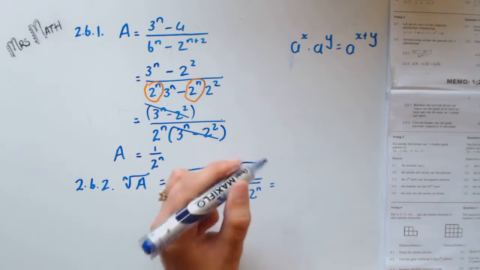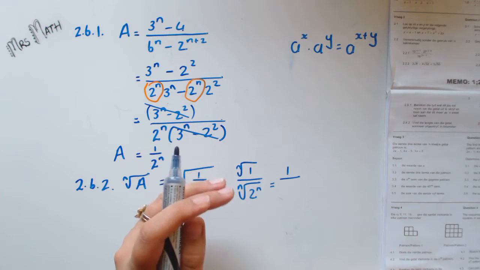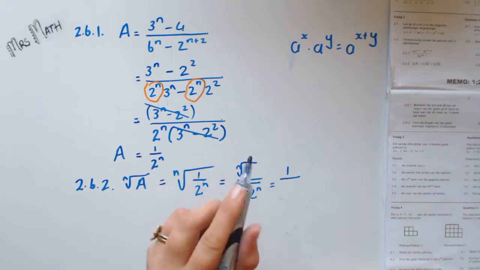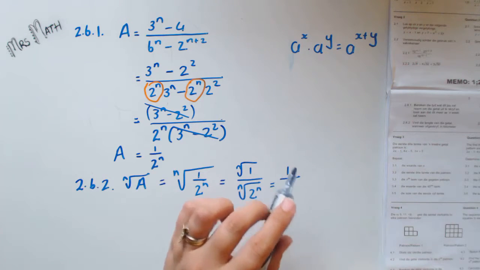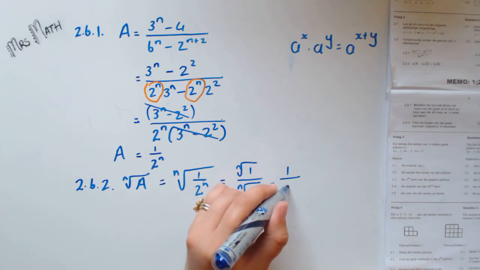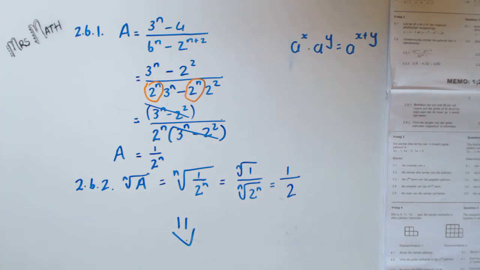And the nth root of 1 is always 1, because the square root of 1 is 1, the cube root of 1 is 1, the 4th, 5th, 6th, 7th, every root of 1 is always just 1. And the nth root of 2 to the power of n is 2. Okay, so there I'm done with 2.6.1 and 2.6.2.